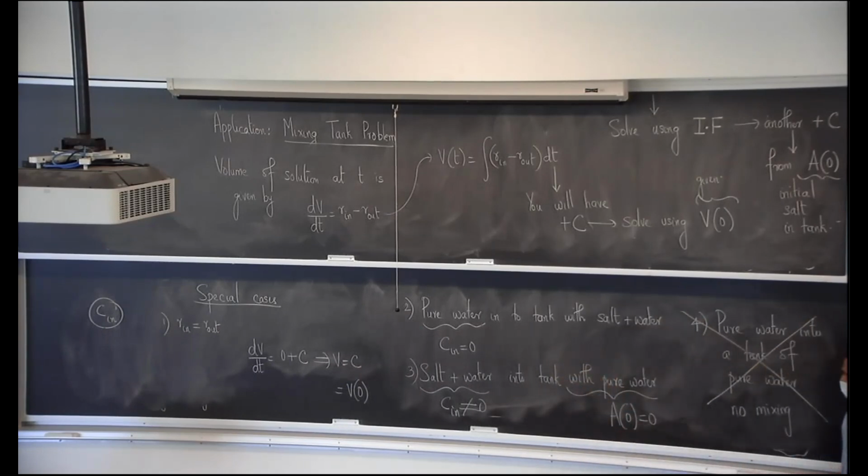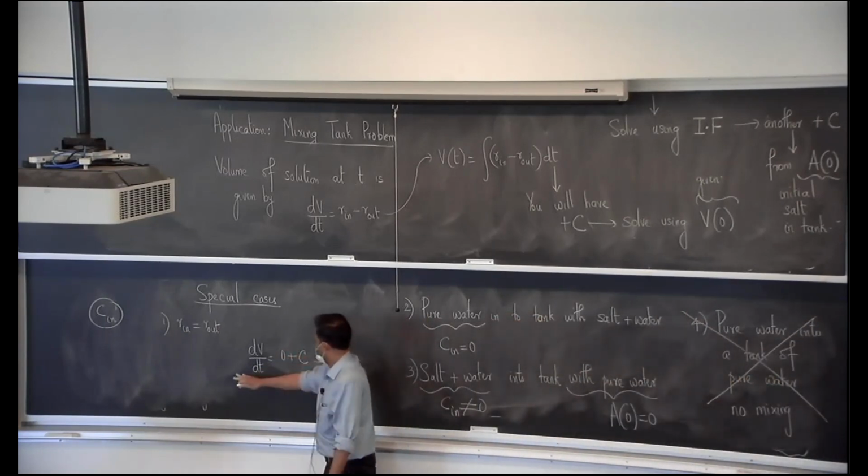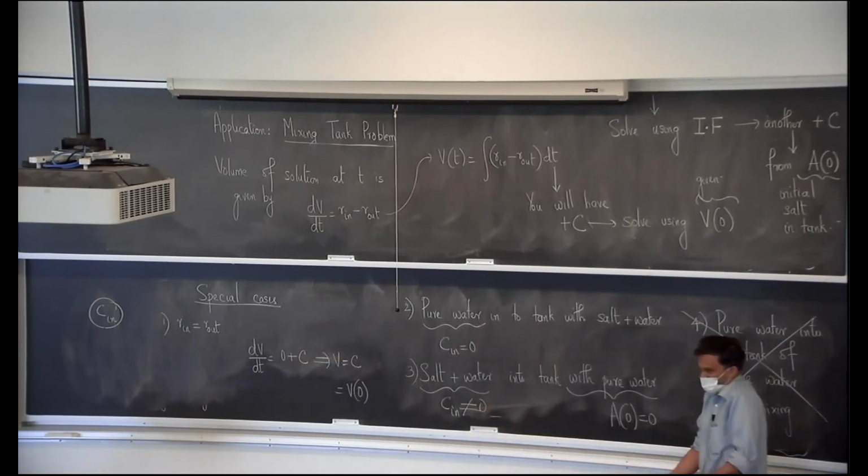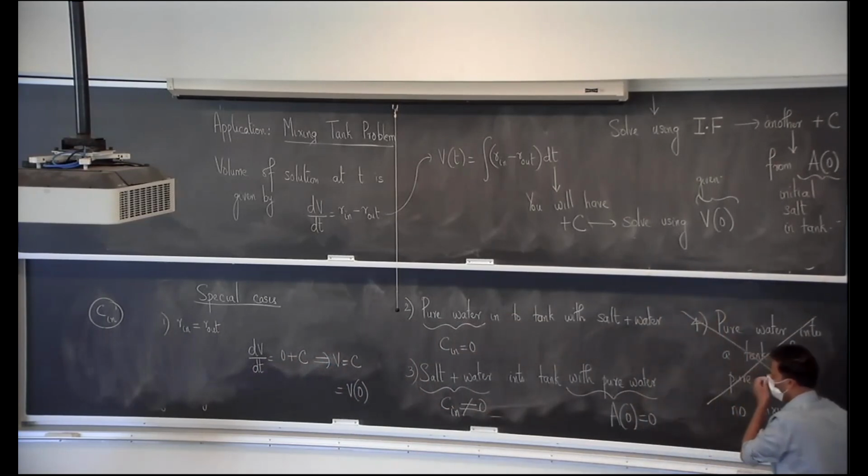So in a general problem, none of these would be 0. But in a special case, you will see that in a given problem, one of these or one of these two would be equal to 0. That might make your life a little bit easier, but you still have to go through the whole process.